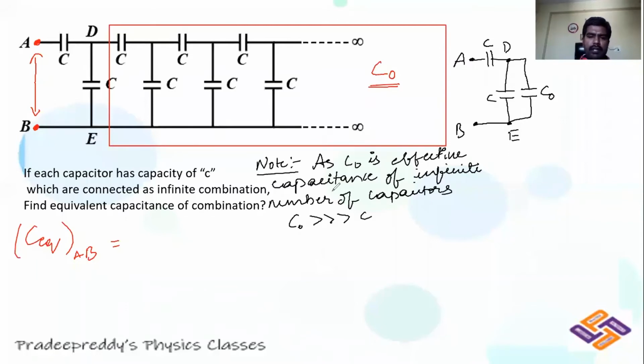Now I'll find out the effective capacitance. Before finding that effective capacitance, I'll take this DE part. So first I'll find out the effective capacitance of the DE portion. This is point D and this is point E.